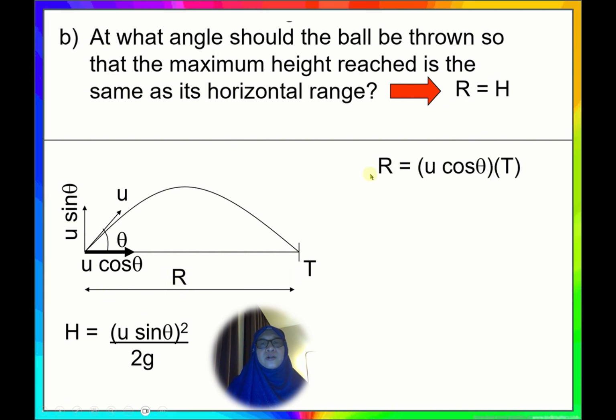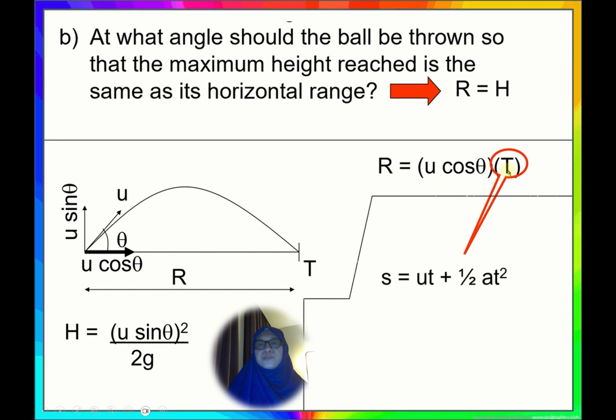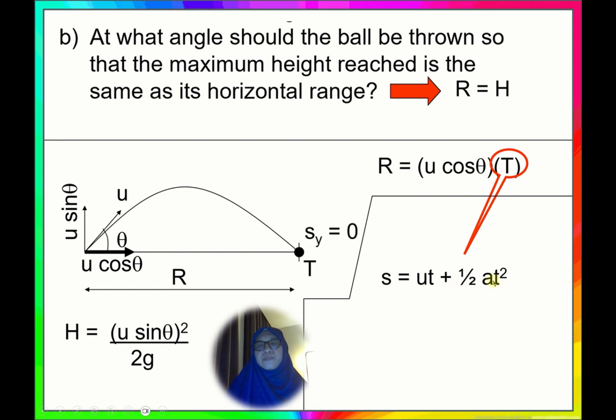So the horizontal component will be r equals u cos theta times t. So the acceleration is 0. So we just use r equals u cos theta times t. Speed times time for the horizontal component. Now for the t value, we can use the linear equation s equals ut plus half at squared.